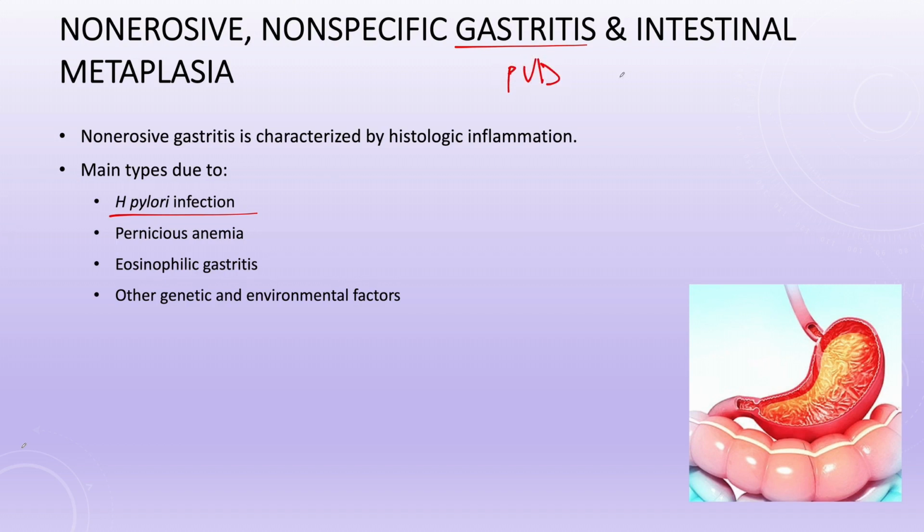Okay. Other things that can cause this type of gastritis are pernicious anemia, which you guys probably talked about with Dr. A back in the immunology hematology module. Essentially, it has to do with B12 and intrinsic factor, and you get this gastritis. I'm not going to talk about it too much. And then eosinophilic gastritis is similar to eosinophilic esophagitis, except it's in the stomach. And there's some other genetic and environmental factors, which I am not going to go into for this lecture.